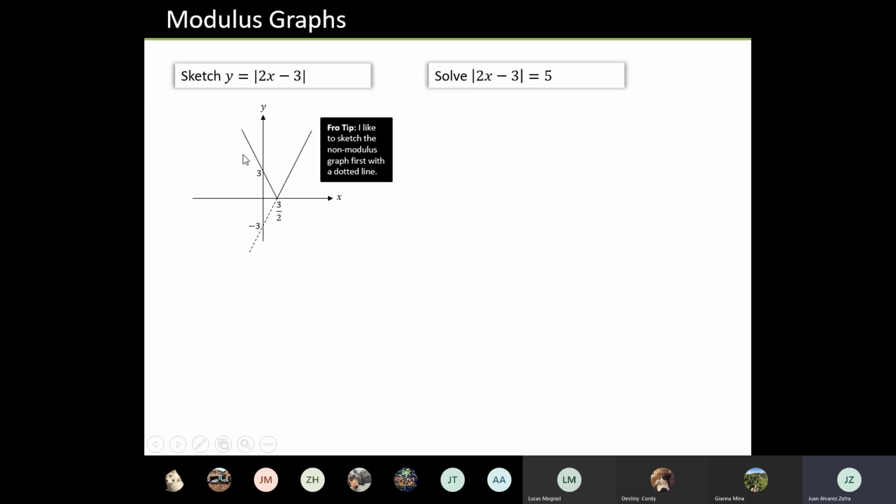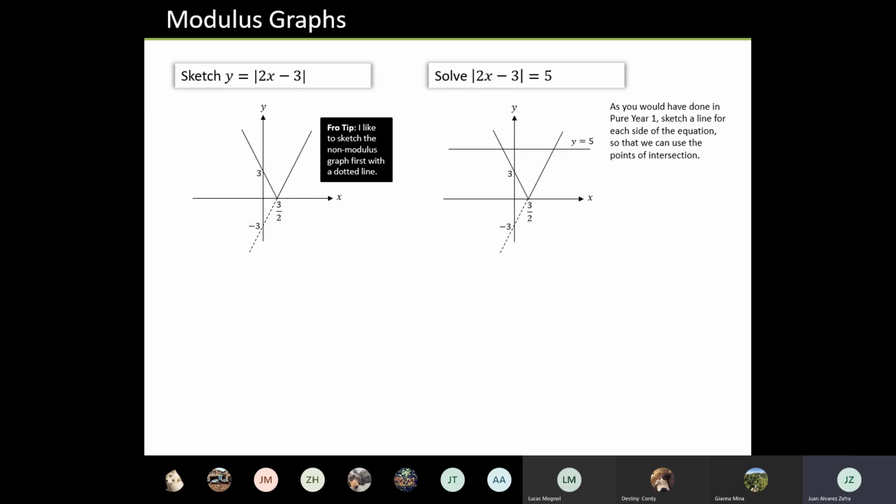Okay. So now suppose we want to solve the modulus of 2x minus 3 equals 5. If you did it by a diagram, which is a good idea, you would draw y equals 5, and you would then look to see when they have the same output. They have the same output when this part of the modulus function crosses y equals 5, and when this part of the modulus function crosses y equals 5. So we solve simultaneous equations, but for the one on the right, we have to solve 2x minus 3 equals 5, which gives you x equals 4.